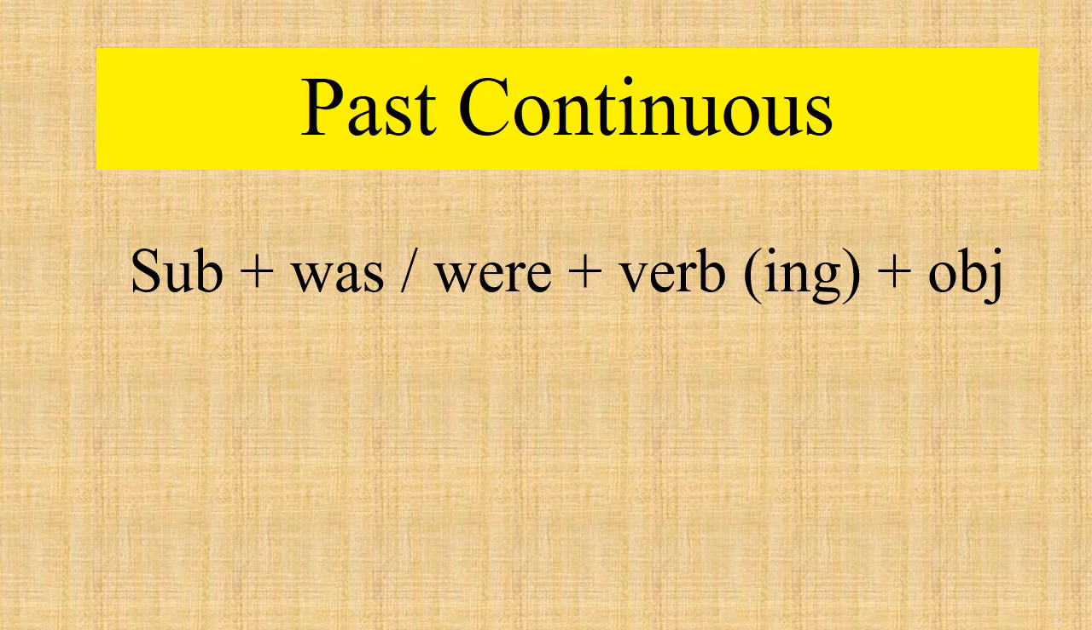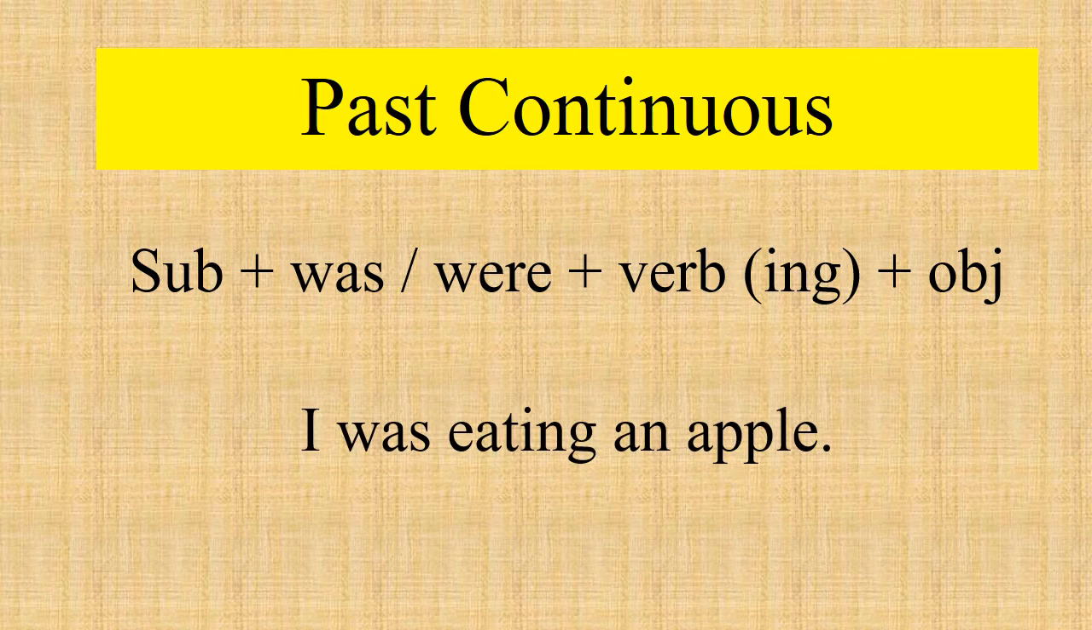Let us look at the example. I was eating an apple. My subject is I. So with I I have used was. My verb is eat, ing, eating, and the object is an apple. I was eating an apple.